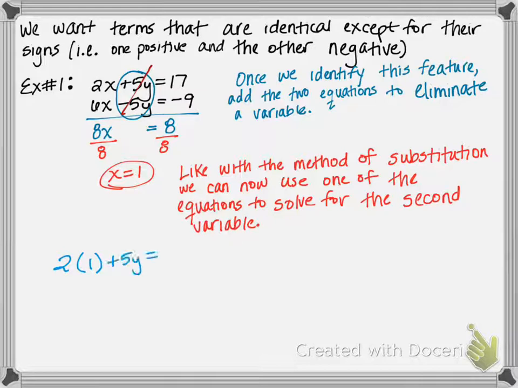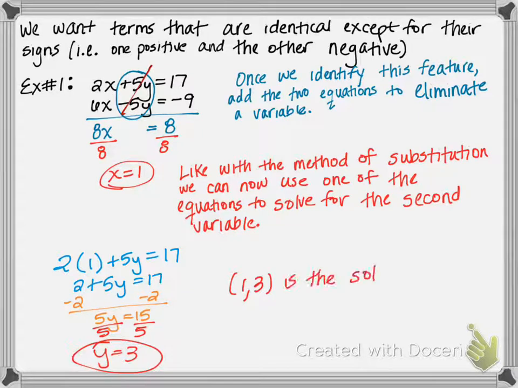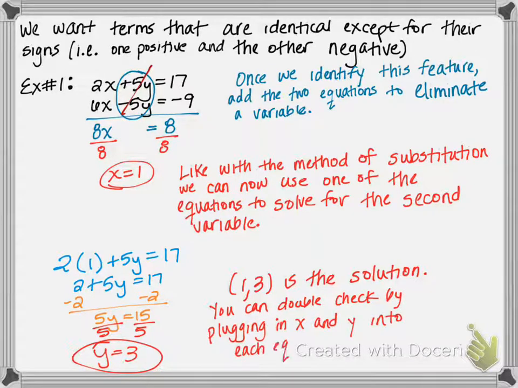So in this case, I could use one of the equations. It doesn't matter which one. So I use the first one, 2 times, instead of x, I put 1, plus 5y equals 17. Well, 2 times 1 is 2. I can subtract 2 from each side, and I get 5y equals 15. Divide by 5 to get y equals 3. So (1, 3) is a solution. And you could always double check by plugging into the equations, or you could even check on your calculator now that I've shown you how to find the intersection when you're graphing.